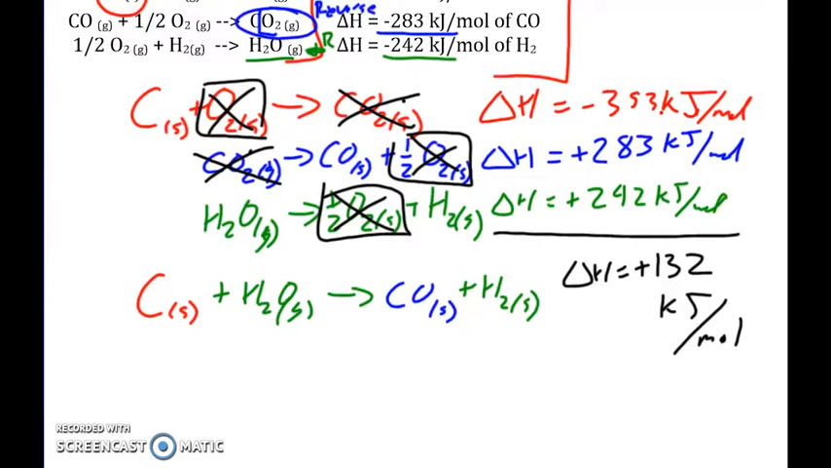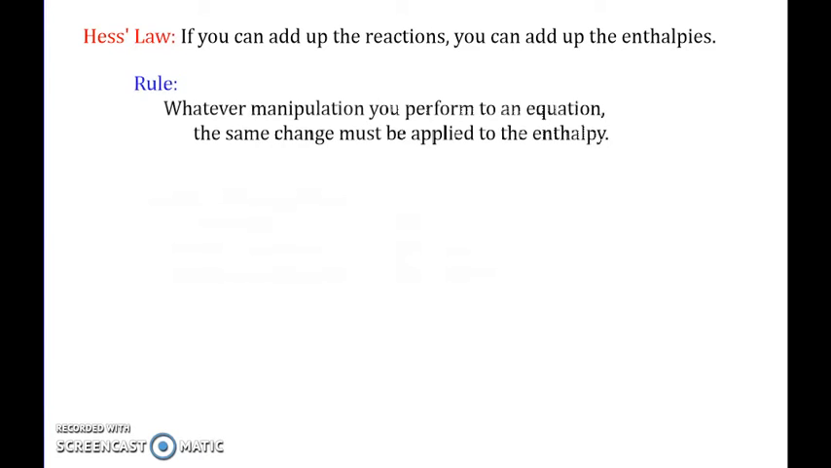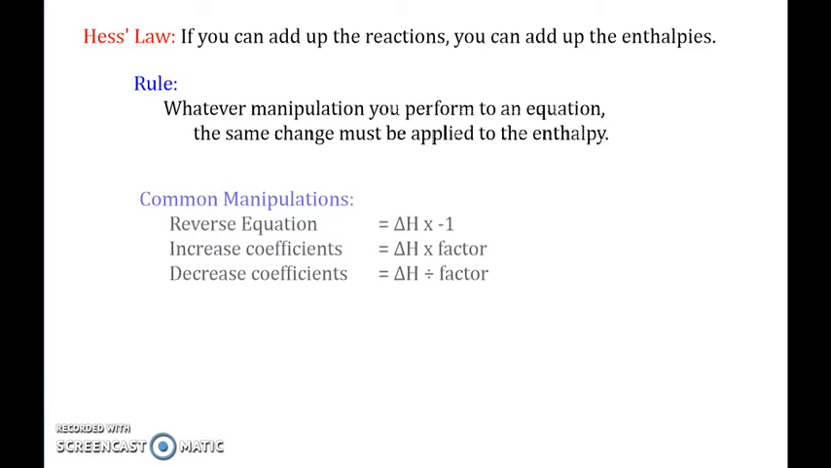So let's summarize the rules of Hess's law. Hess's law states if you can add up the reactions, you can add up the enthalpies. As you can see from this previous example, we had to rotate equations back and forwards. You can manipulate equations any way you need to, just like an algebraic equation in math class. But whatever you do to your chemical equation, you need to do to the numbers as well. So there's 3 rules. We talked about this on the last slide.